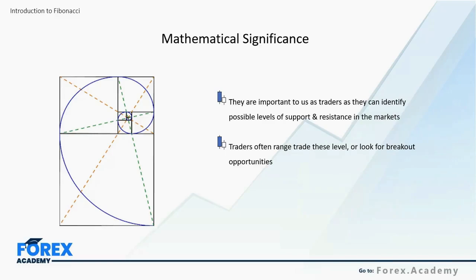So when we see them bounce from support to resistance within a level, they can often range, and that can cause range-bound opportunities for a long, consistent period of time. Or perhaps when these eventually break down, we can look for these breakout opportunities.